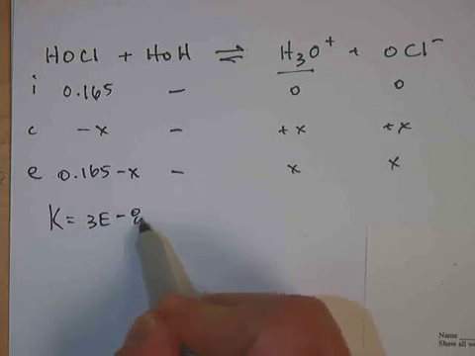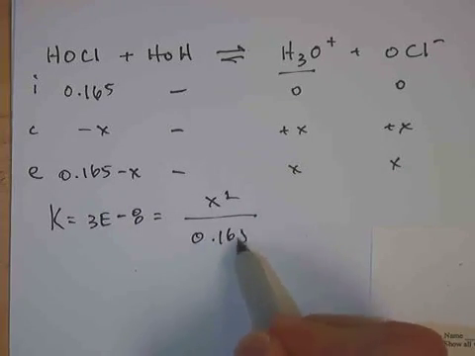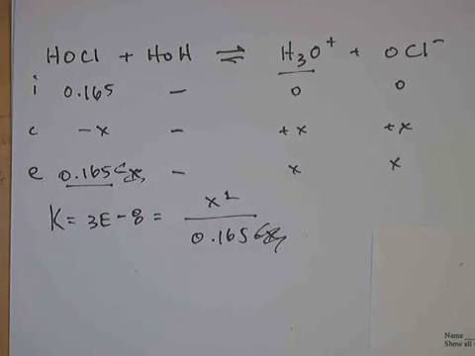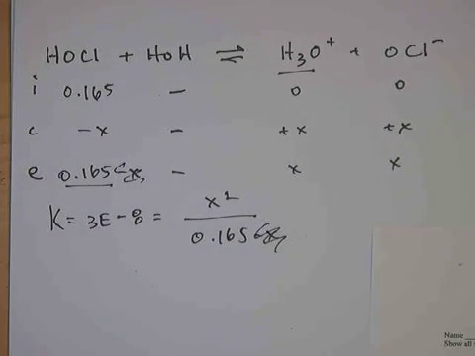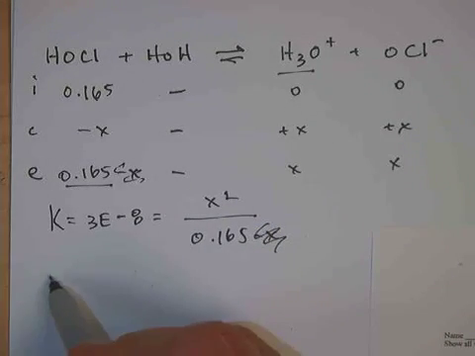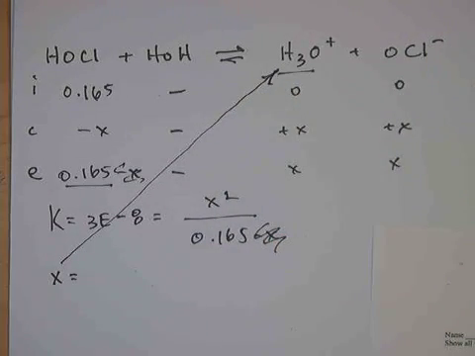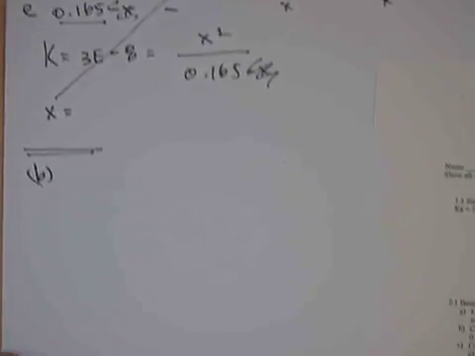Setting this equal to the equilibrium constant, which is 3 times 10 to the negative 8th, this is equal to X squared, or X times X, divided by 0.165 minus X. I'll ignore this X because it's small compared to the 0.165. Because this is a weak acid, only a very small amount of it dissociates, and I can ignore that to make this problem a lot easier to solve. I'll now solve for X, and this X will give me the H3O+ ion concentration, and then I can take the negative log of that to find the pH. I'm going to leave the rest of that for you to solve.